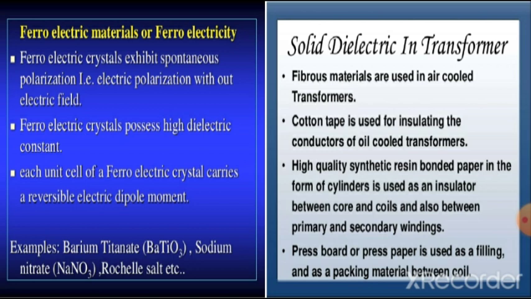Solid dielectrics in a transformer. Cotton tape is used for insulating the conductors of oil-cooled transformers. High quality synthetic resin bonded paper in the form of a cylinder is used as an insulator between core and coils, and between primary and secondary windings. Press board or press paper is used as filling and packing material between coils.